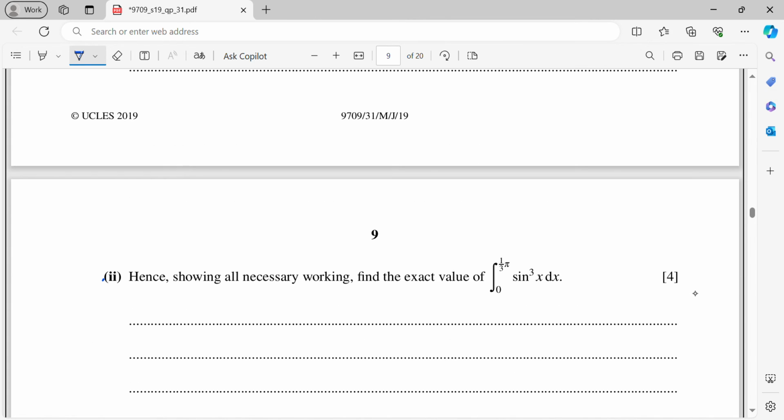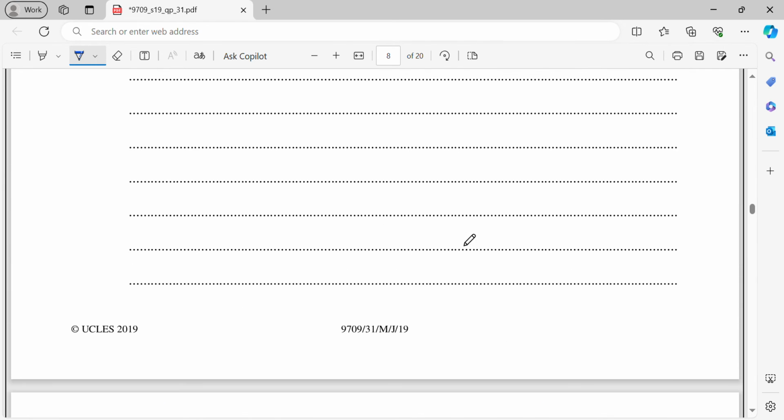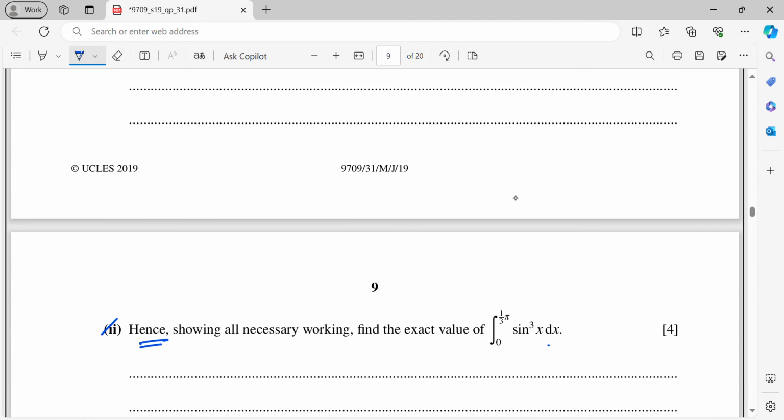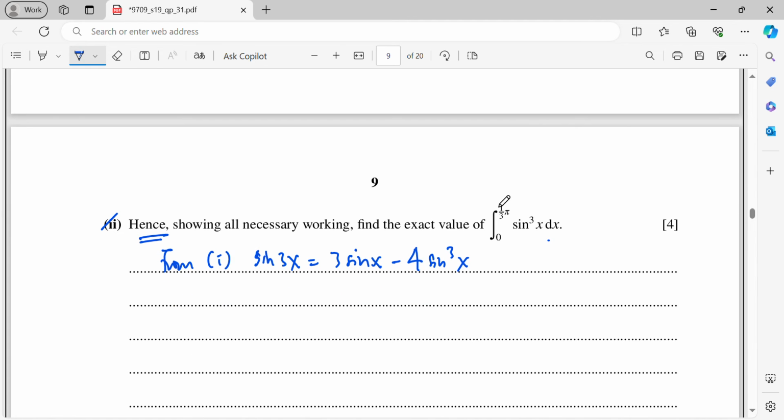Okay, now second part, hence means use the previous answer, showing all necessary working, find the exact value of this integration. So now I will rewrite first. Sine 3x, right? Then from here, we need to integrate sine cube x. So I get the sine cube x as a subject.